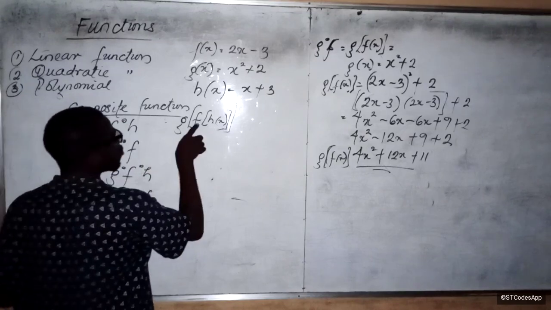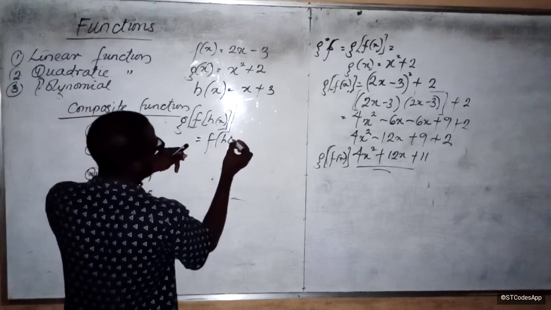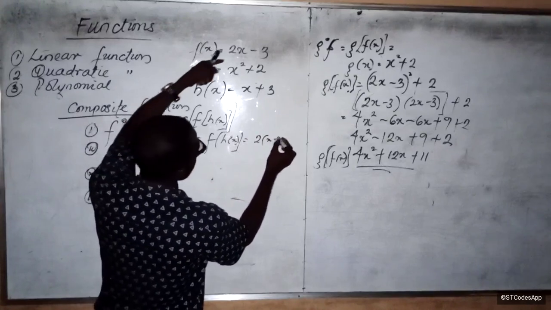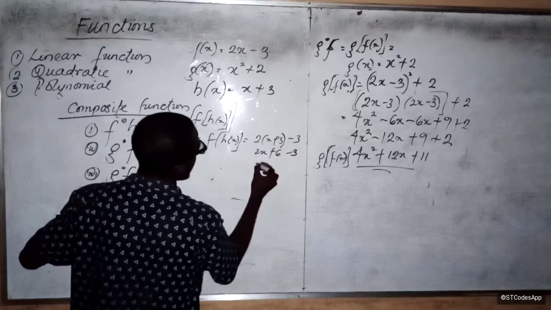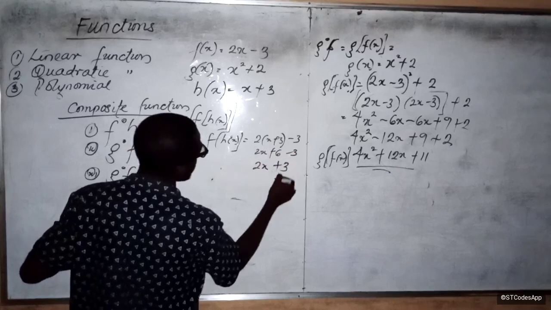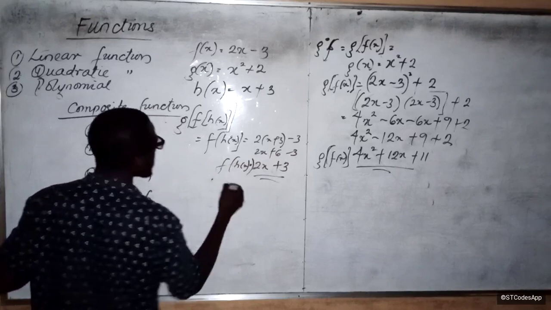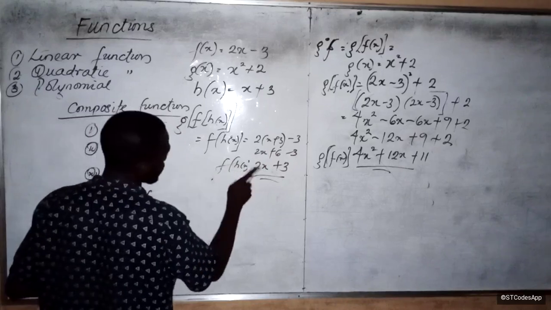So first, we are going to do f of h of x. So f of h of x first is going to give us 2 into brackets x plus 3, minus 3. Okay, so 2x plus 6 minus 3, and that is 2x plus 3. That will be f of h of x. Now this is our answer for f of h of x.